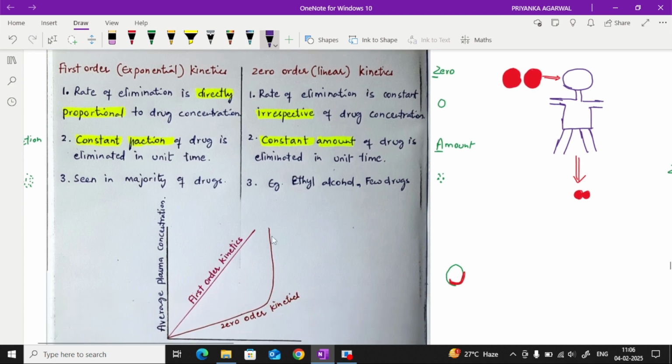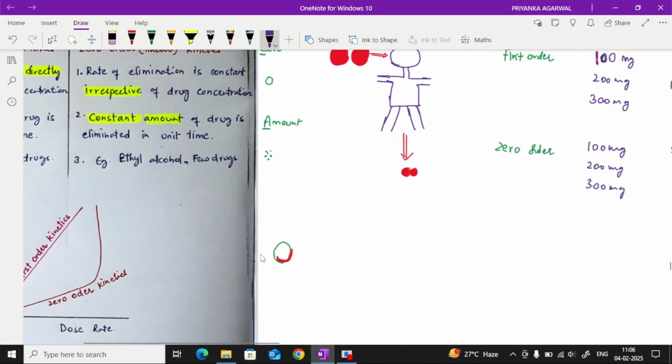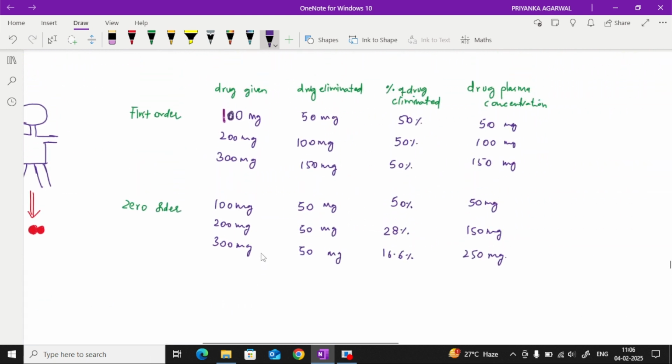If we plot the graph between the plasma concentration and the dose rate, we get something like this. Now why do we get a straight line in first order kinetics and an upward curve in zero order kinetics? Let's understand this now. If you calculate the drug plasma concentration, if you have given 100 milligrams, 50 is eliminated, so you get 50 milligrams as the drug plasma concentration.